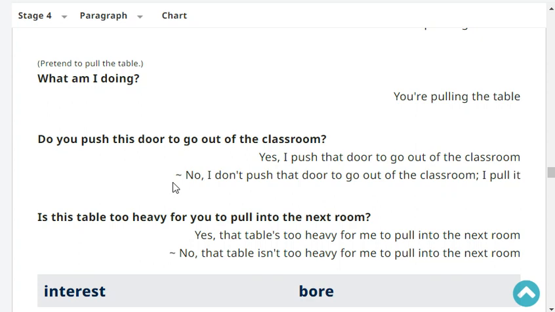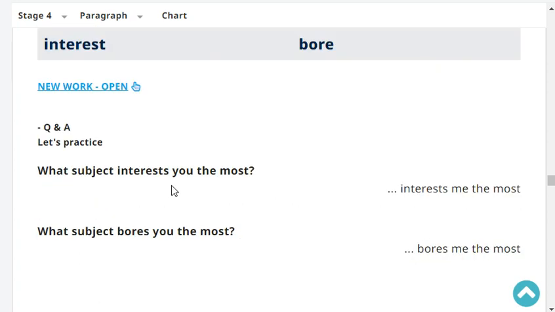Okay. Is this table too heavy for you to pull into the next room? Yes or no? Yes, that table's too heavy for me to pull into the next room. Very good. What subject interests you the most?